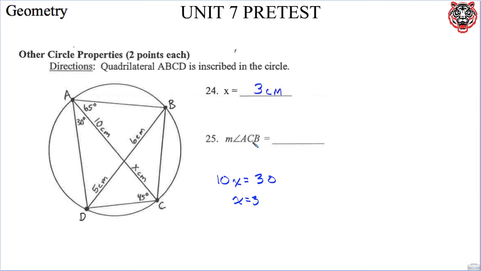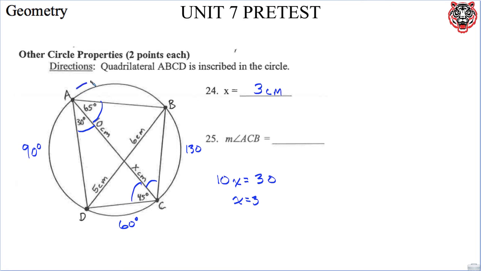All right, measure of angle ACB. ACB, so we're looking for this angle right here. That's going to be a little bit tricky, but this is an inscribed angle of 30 degrees, which means this arc DC is 60 degrees. It's double that. This interior angle is 45, which means AD is double that, 90 degrees. And this angle here, 65, so double that, and I get 130 degrees for BC.